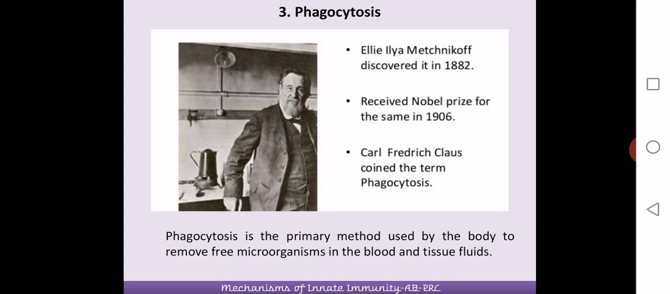The identification of cells performing phagocytosis has led to the development of cell mediated immunity, right? This was done in the 1880s by Eli Mechnikov, and ultimately that led to a Nobel Prize winning discovery. This is the primary method by which the body removes any foreign substances entering the body, especially the blood and tissue fluids, which will be eliminated by the process of phagocytosis.